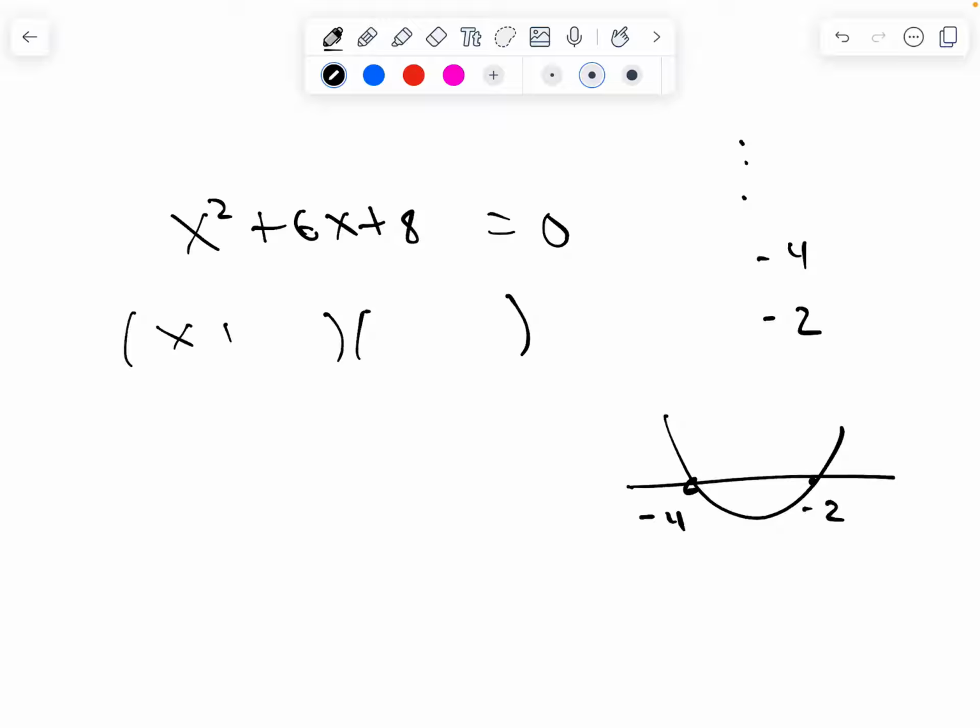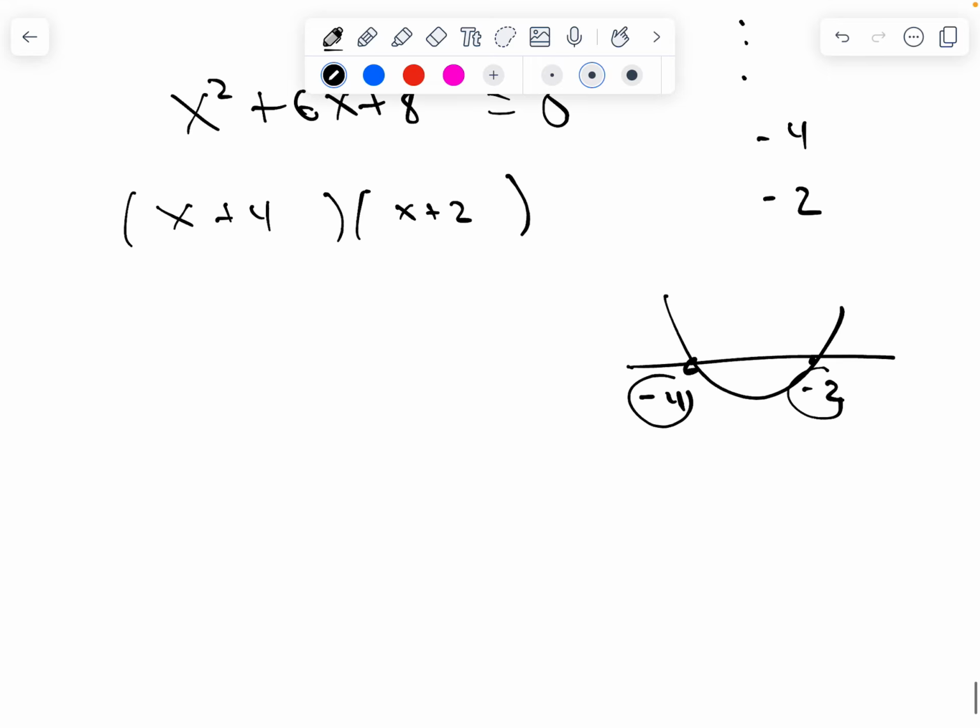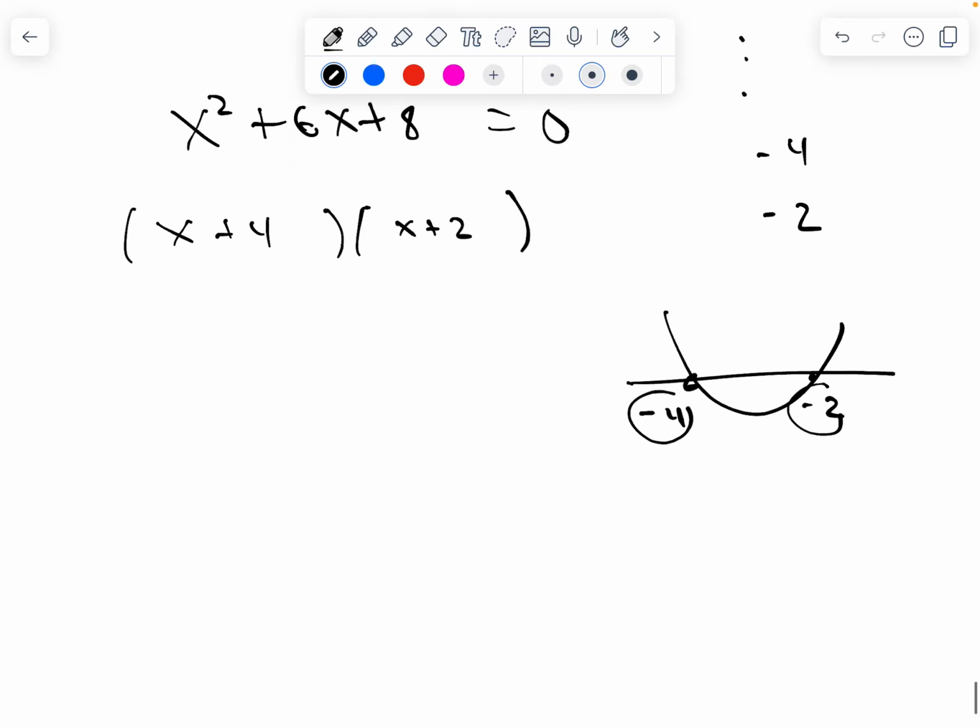So when I write this in factored form, it's going to be x plus 4, x plus 2. I flip that negative 4 to positive 4, flip that negative 2 to positive 2. Now, let's look at this one, the one that we just did, x squared plus 6x plus 1.